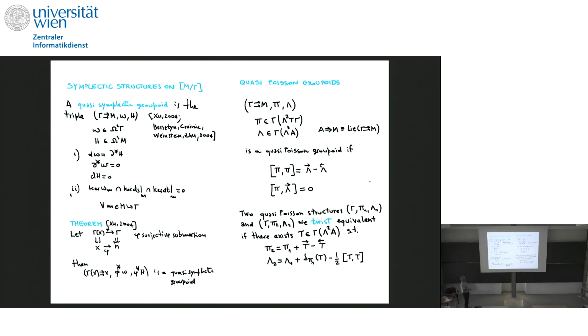So let us discuss briefly this symplectic case, where things, if you want, are quite easy. So first of all, a definition. We define a geometrical structure that we call a quasi-symplectic structure. A quasi-symplectic groupoid is a Lie groupoid gamma over M together with this data: a two-form omega on the arrows, and a three-form H on the units. Okay, and they have to satisfy these properties.